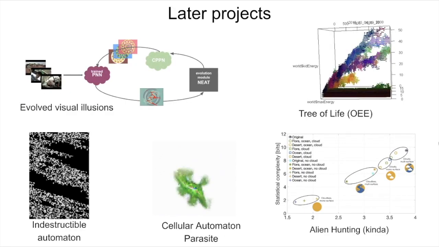Here are some of my latest projects. I evolve visual illusions. I try to reproduce the tree of life in simulation from scratch. I build indestructible automata, or on the opposite, I try to destroy automata. And in collaboration with NASA, I look for alien life in the universe. You might feel like these are all quite unrelated, but I hope that at the end of my talk, you will understand what are the links between all of these projects.